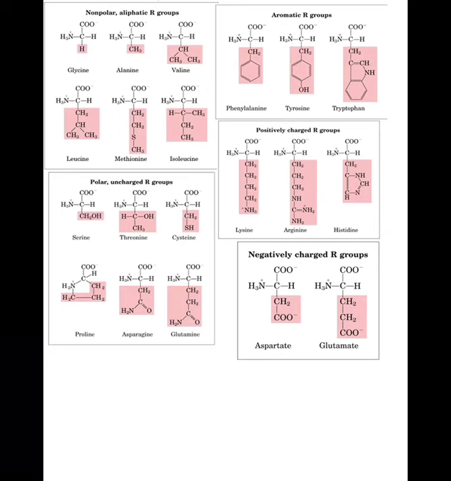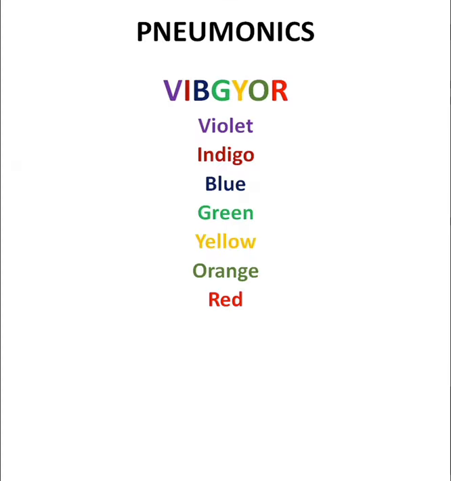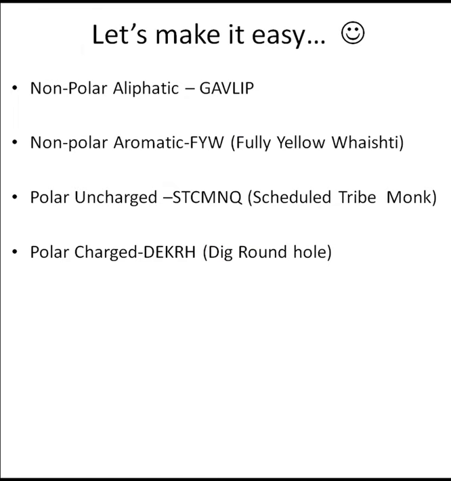You might have seen this picture in the Lehninger book, right? So let me make it simple for you to understand. We are going to use mnemonics. In our school days, we might have known about VIBGYOR, right? We can say violet, indigo, blue, green, yellow, orange, red, even during our sleep time. That much memory was created because of the mnemonics technique. The same mnemonics technique we are going to apply for these 20 amino acids.